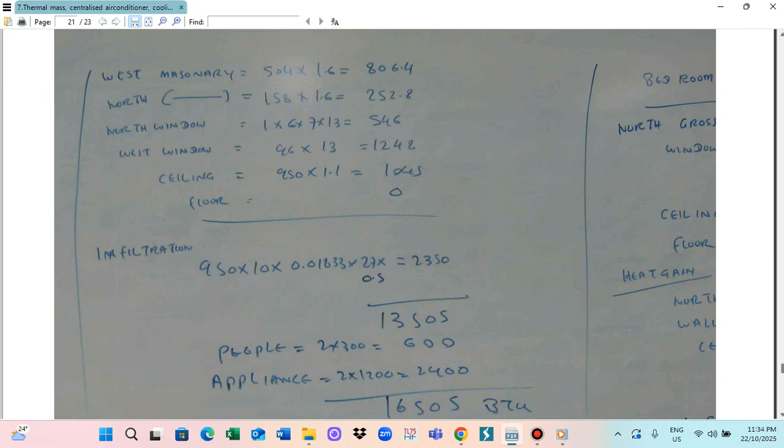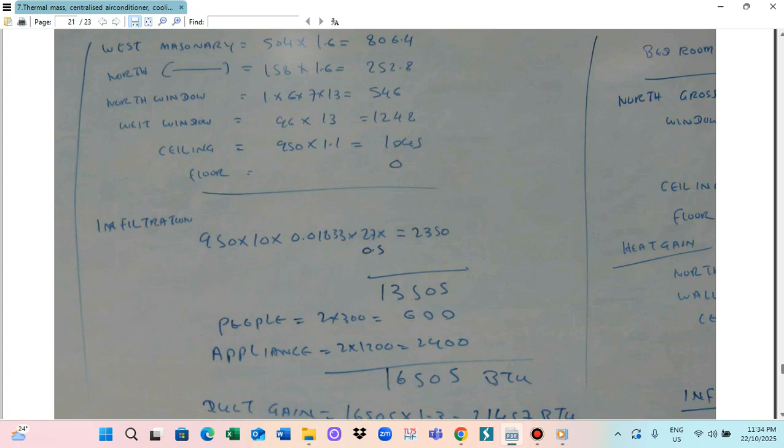And floor is 0. So you add all the things, and also you get the infiltration. So total floor area is 950, ceiling is 10, multiply 0 by 0, 1833, multiply 27, multiply 1. So that will be the 4617. So this is what we call infiltration.